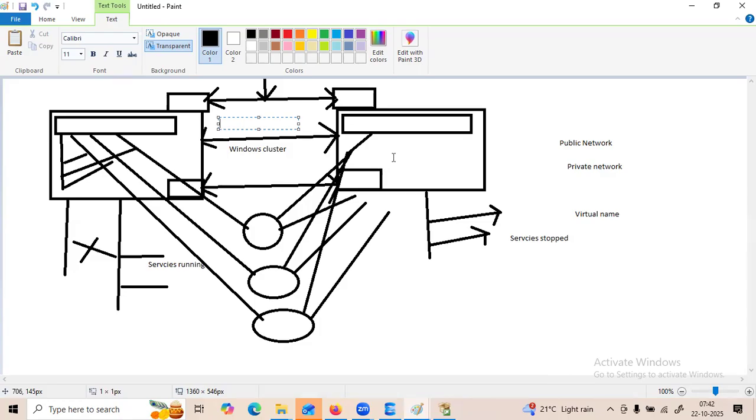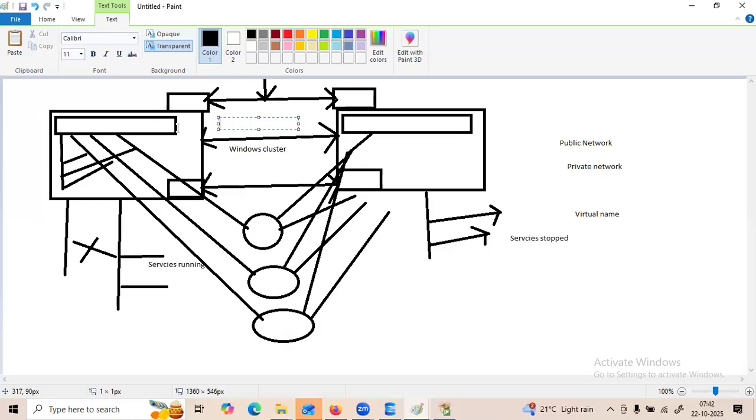The other computer will be stopped. So while connecting the users from the public network using the virtual name, the virtual name will point to the active node. Active node means where the services are running. Then the client will connect to the SQL Server and get the data.